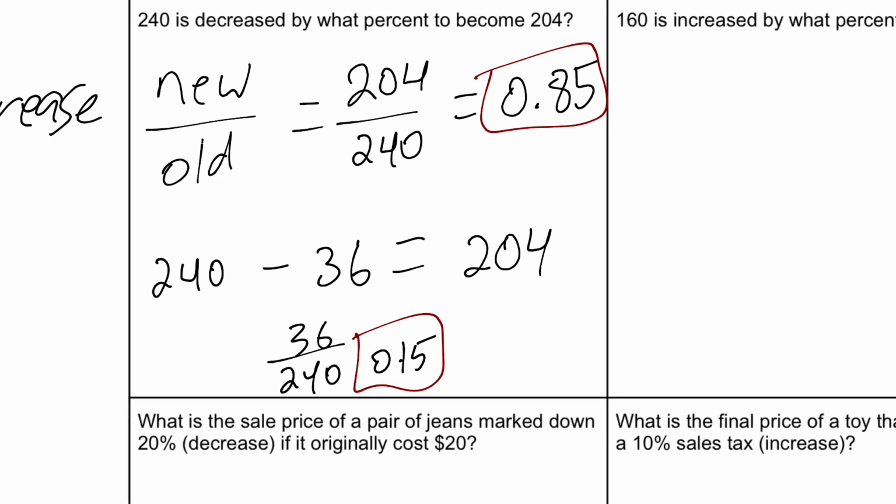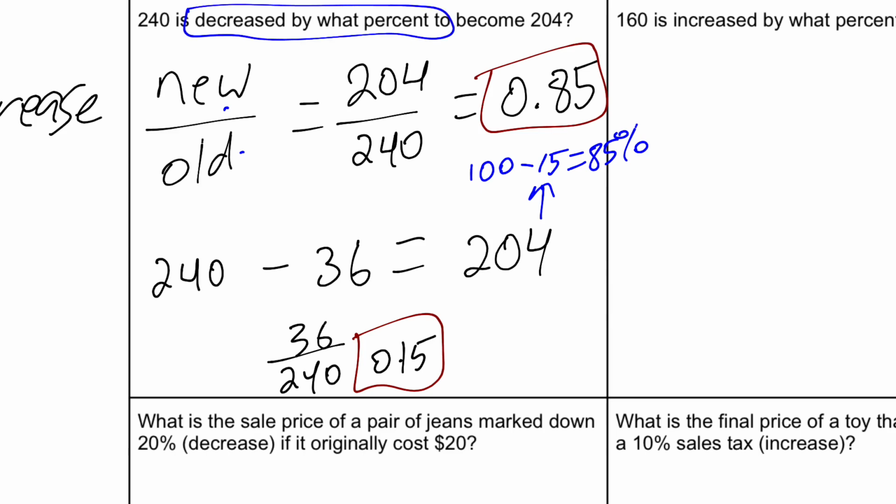Long story short, if you start with new divided by old, you will always get the resulting percentage, which, since this is 85, it's like 100 minus 15 is equal to 85% of the original. The actual answer is decreased by what percent? 15%.